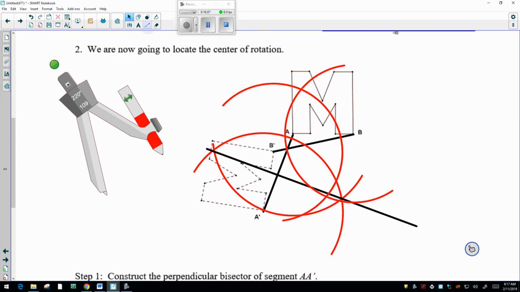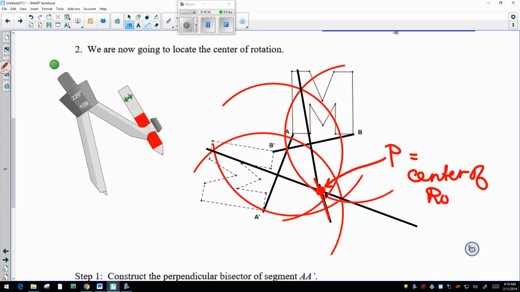And again, with a straight edge, what we want to do is connect our intersections. So we're going from here all the way over to there. But what I can see, here's the important part, is that our perpendicular bisectors, if I extended them down, would intersect right there. So what we have just found, that's that point P, that's your center of rotation, and that's what you're looking for.